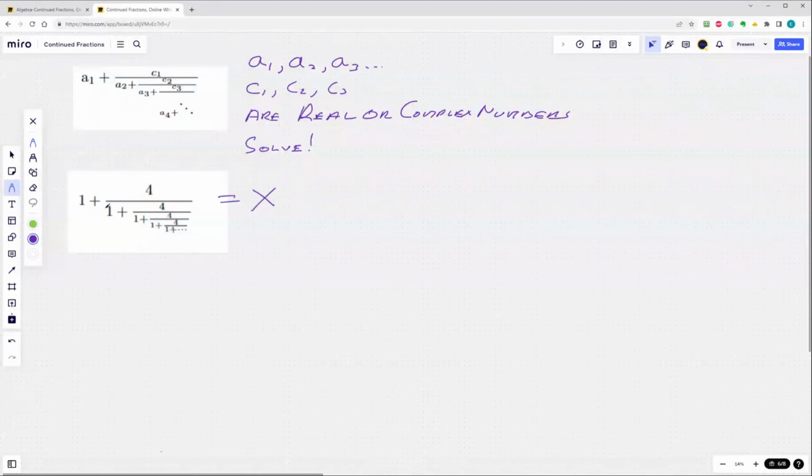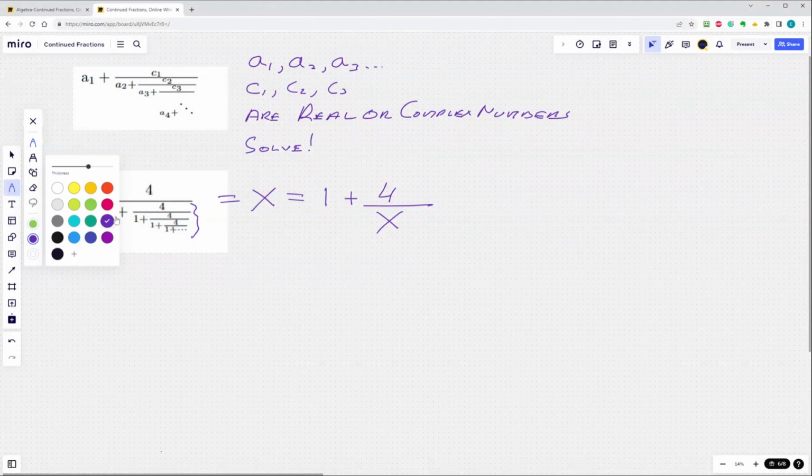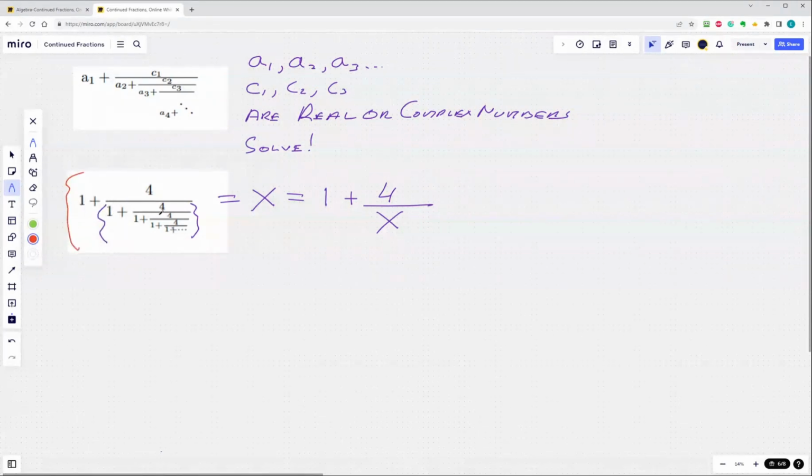Now let's see, what can we make x equal? Well, x is equal to what we have on the left side, so we put there 1 plus 4. Now this is the interesting part. What goes in the denominator here has to be x, because this part is the same as this part. Now multiplying both sides by x, we have x squared is equal to x plus 4.